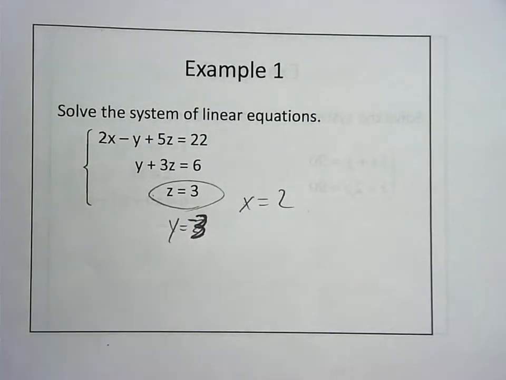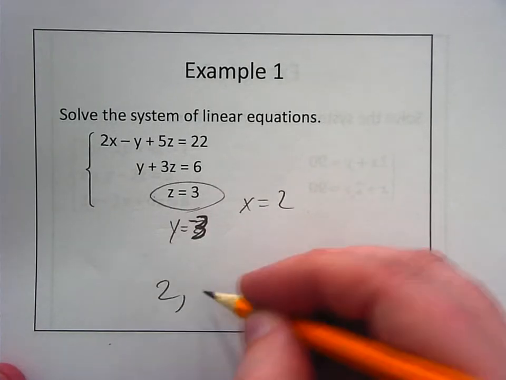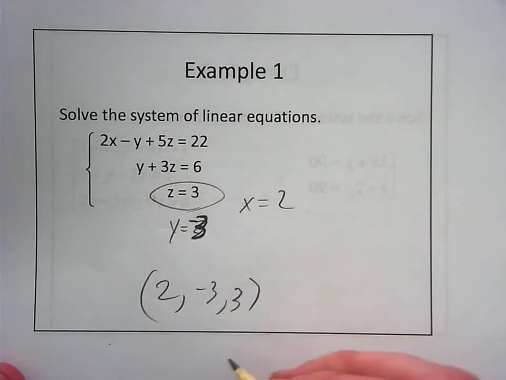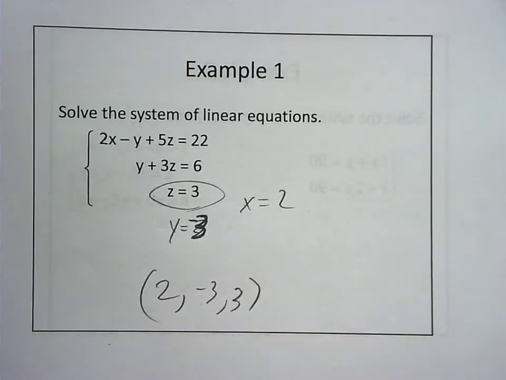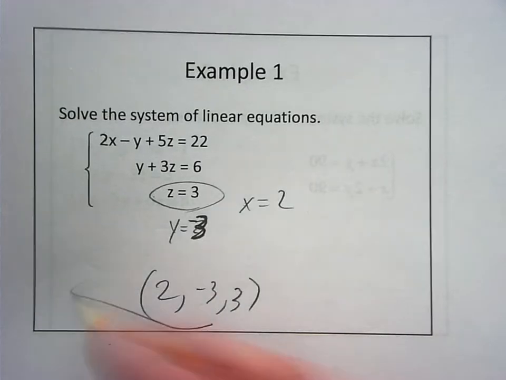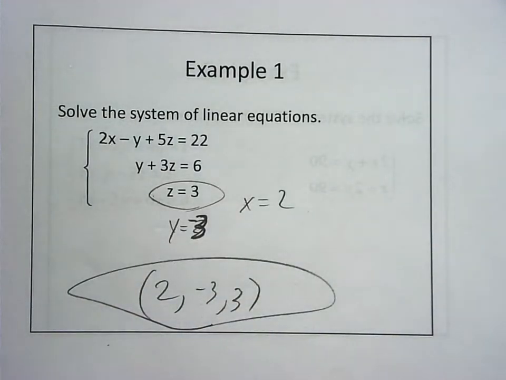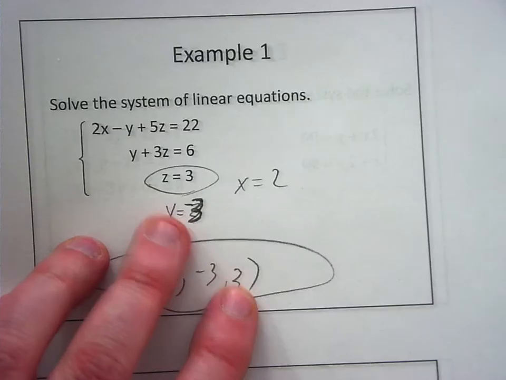2, -3, 3. 2 comma what? 2, -3, 3. Anybody know what that's called? When you have two of them, it's an ordered pair. This is an ordered triple. This is literally describing a point in 3 space. Okay? Now, that's not bad when it already looks like that.